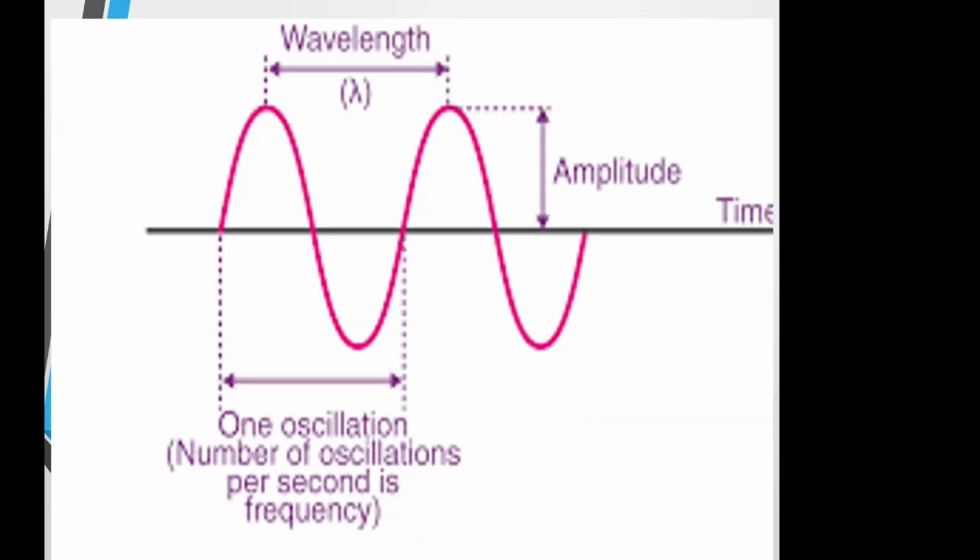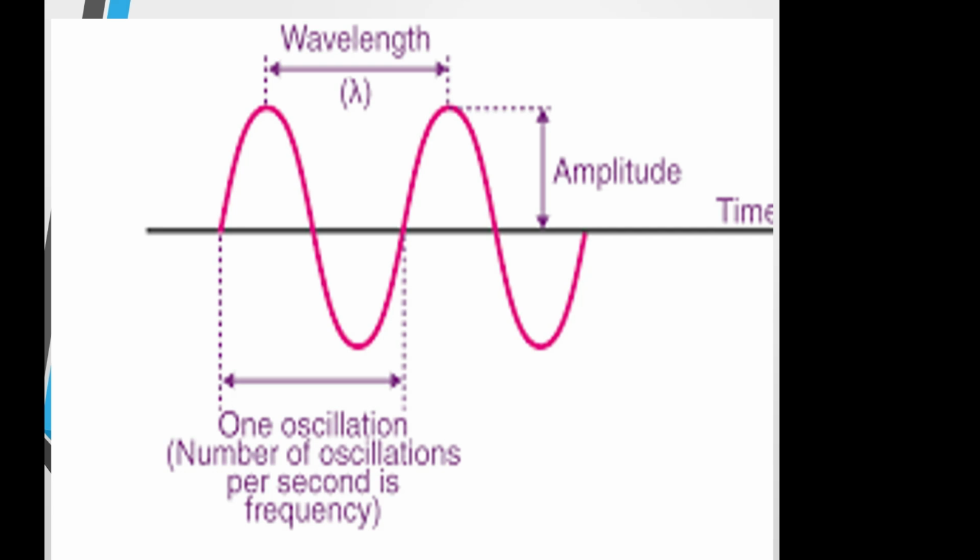This is a picture showing a wave, and in the picture we can see the amplitude of the wave, wavelength, time period, and one oscillation. This is one oscillation, and frequency is the number of oscillations per second. The main properties of a wave are amplitude, wavelength, time period, and velocity. We can see them in detail.